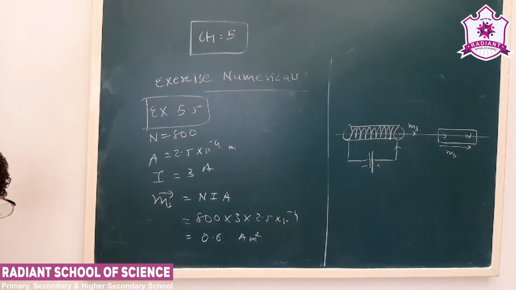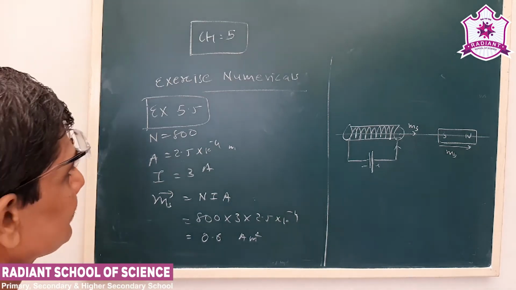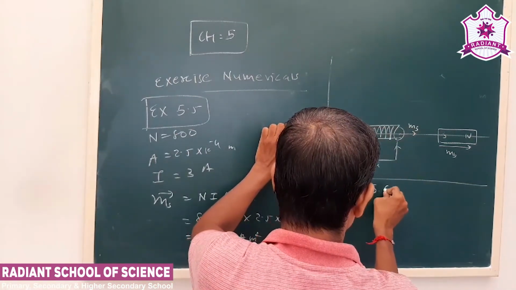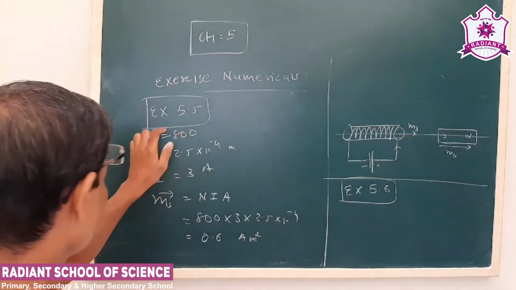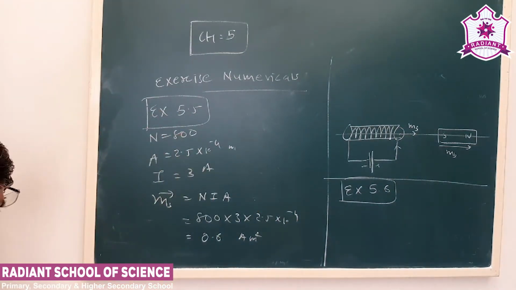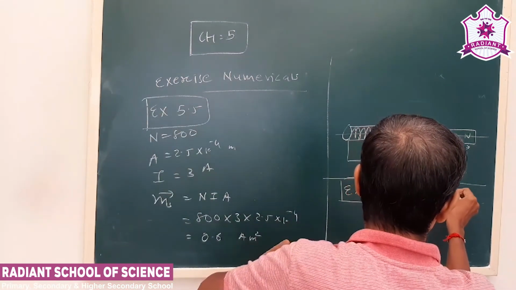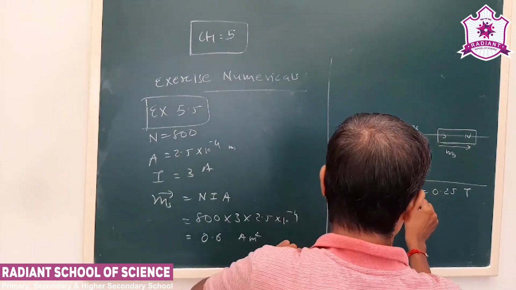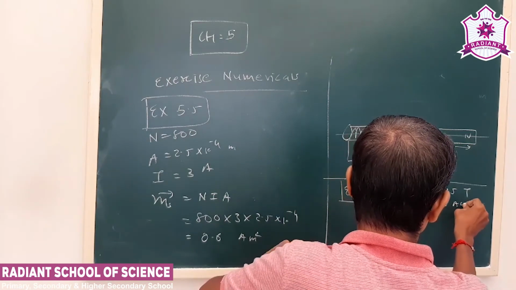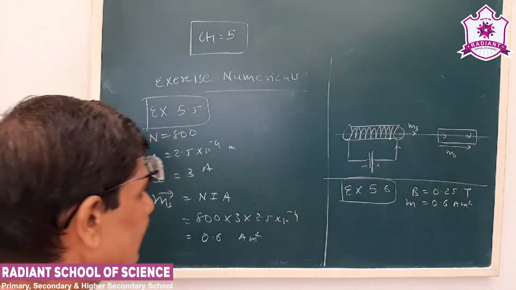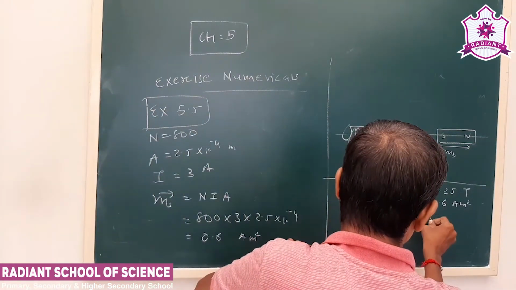Now see, the next example is correlated to our exercise number 5.5. Here it is allowed to rotate in a magnetic field of 0.25 Tesla. Here m we have obtained as 0.6 ampere meter square, and theta is how much? 30 degrees. It is allowed to rotate by an angle of 30 degrees.